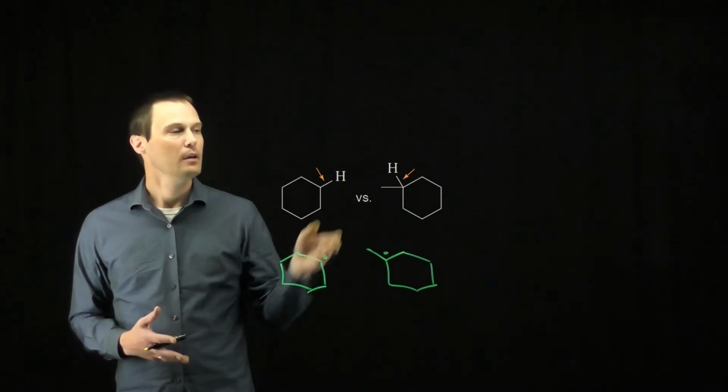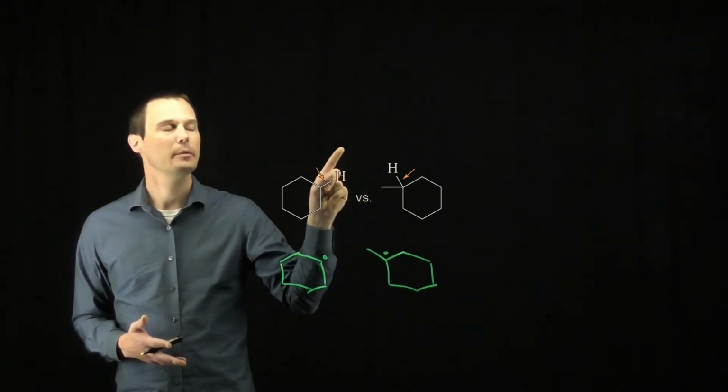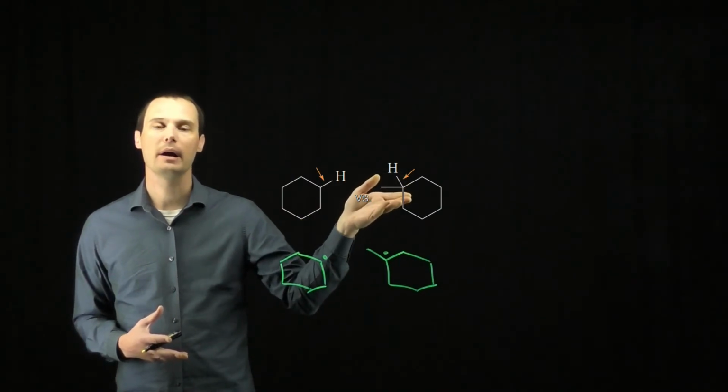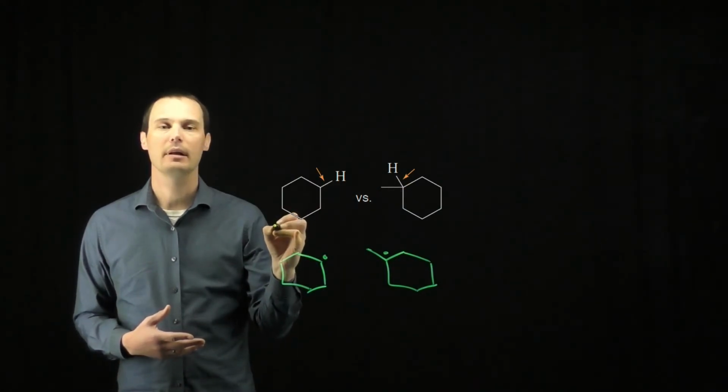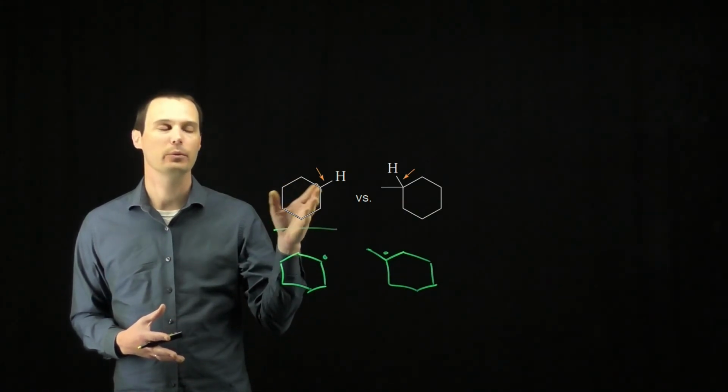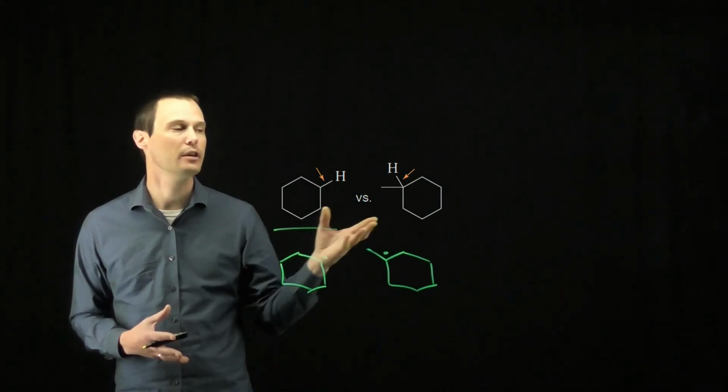break. If this carbon-hydrogen bond is easier to break, that means it requires less energy to break the bond, which means it will have a smaller bond dissociation energy. That means the molecule on the left, which is harder to break, will have a higher bond dissociation energy than the molecule on the right.